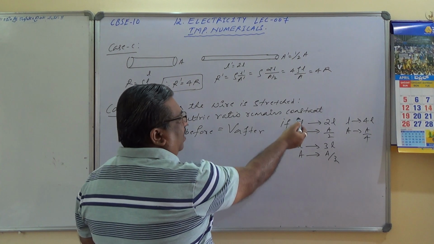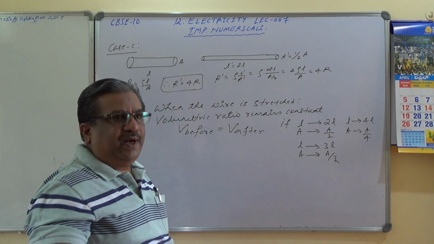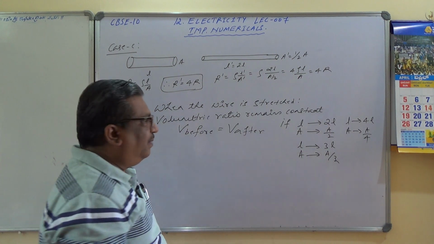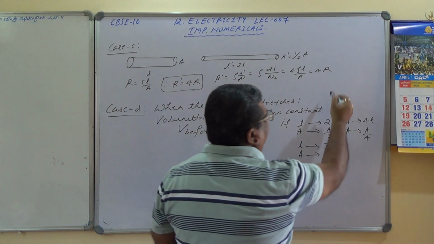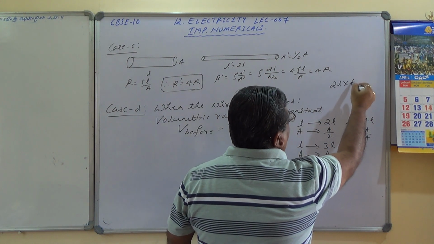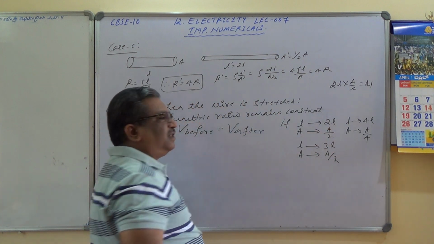For example, what is the volume here? Area into length. Area into length is the volume basically of any material, of any shape. So area into length is this. Multiply these two, what happens? 2L into A by 2. 2 cancels, once again AL. So volume before and after stretching remains constant.